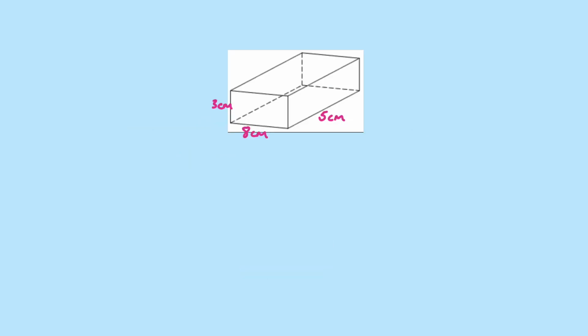So we have a cuboid here of dimensions 3, 8 and 5 centimetres. So let's write down the formula first. V equals WHL. Substitute in the values: 8 times 3 times 5. You work that out and you get the answer of 120, and it's going to be centimetres cubed, because volume is a three-dimensional measure, it's cubed.